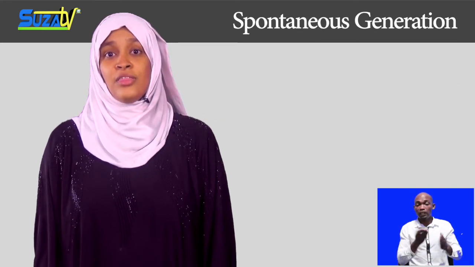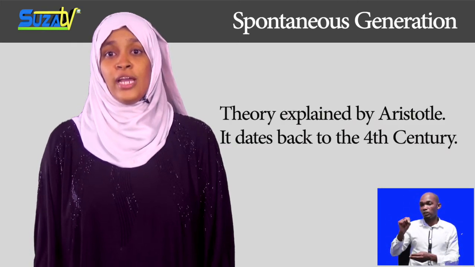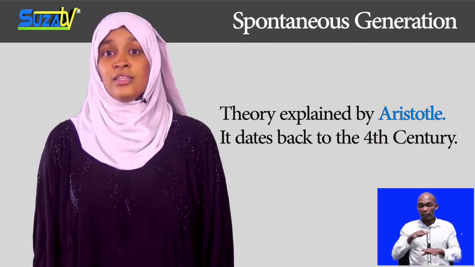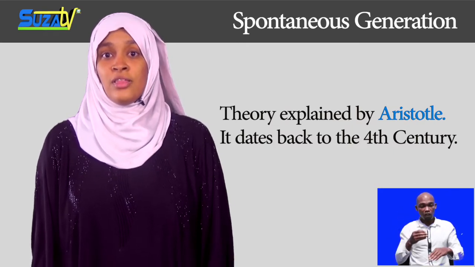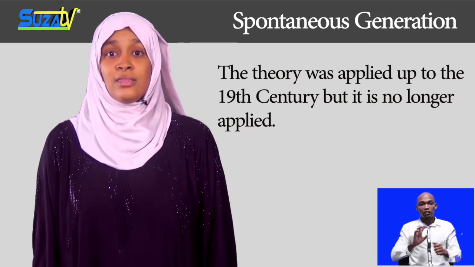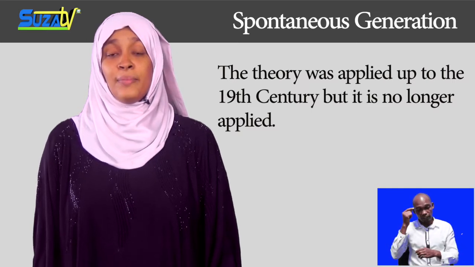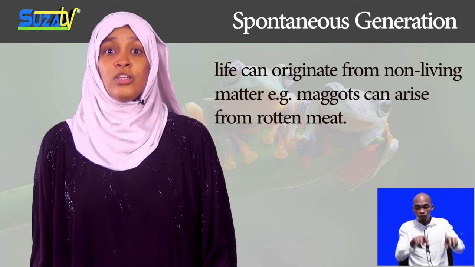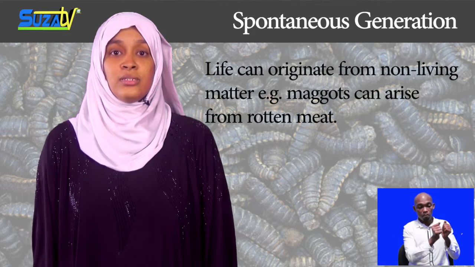Another theory is the theory of spontaneous generation. This theory was explained by Aristotle. Aristotle advanced the theory of spontaneous generation, and it dates back to the 4th century. The theory was applied up to the 19th century, but it is no longer applied. The scientists believed that simple organisms like worms and frogs could arise from mud, dust, or rotten food. That means life can originate from non-living matter. For example, maggots can arise from rotten meat.